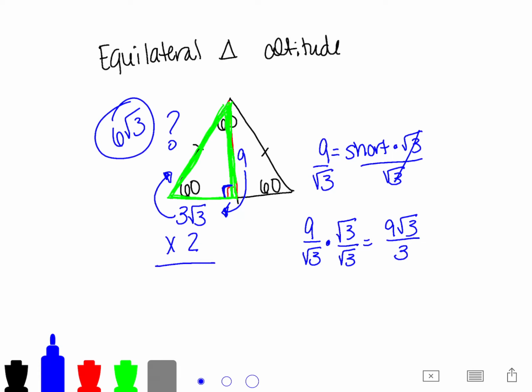And I think there's a few questions on that worksheet that give you an equilateral triangle with an altitude, and they want to know the length of the side of the equilateral triangle. All right, so use that example here to help you with those problems.